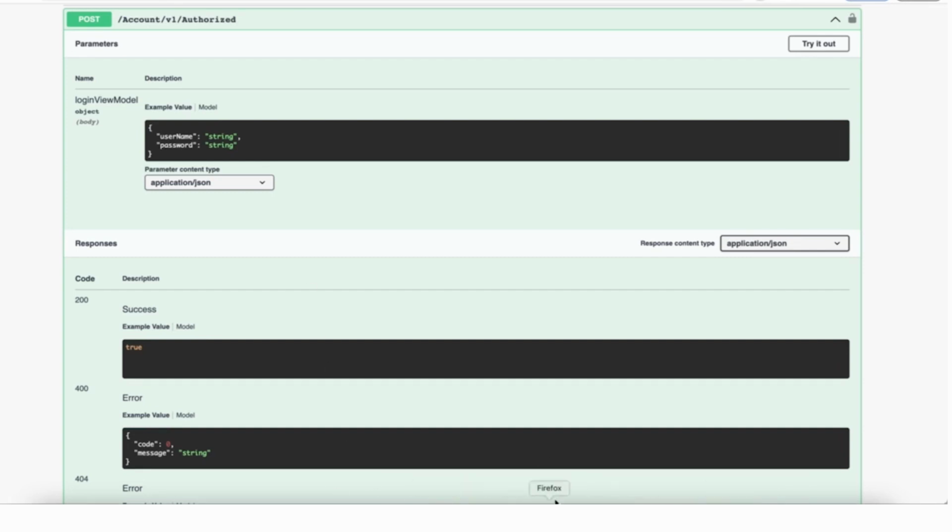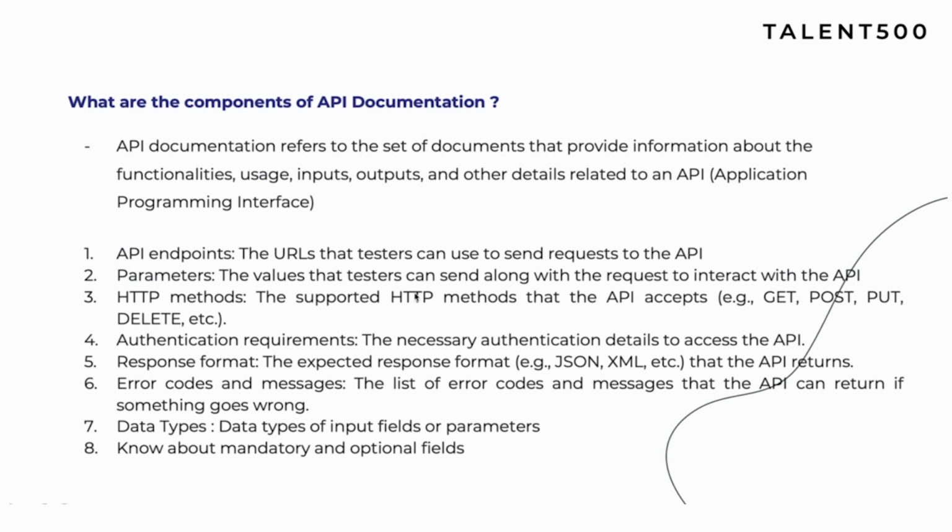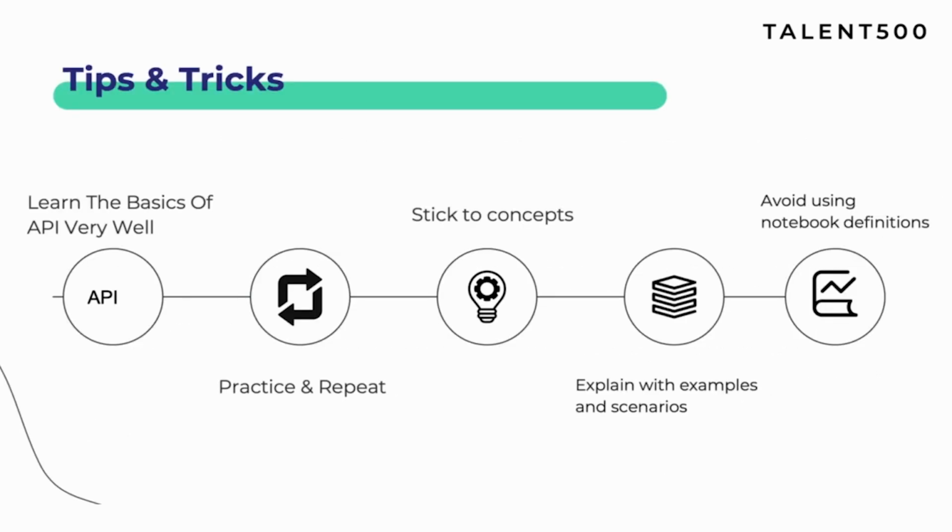Right? I hope you guys have understood whatever we have discussed, and pay attention to the examples I am giving, because if you explain the examples, the chances of getting through the interview round would be much higher, right? So tips and tricks: definitely understand the basics of API properly. Okay, no need to go through any high fundo things. Just stick to the basics and concepts.